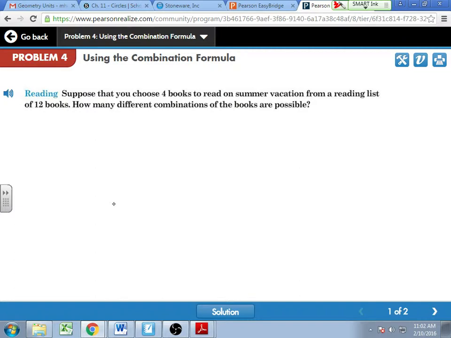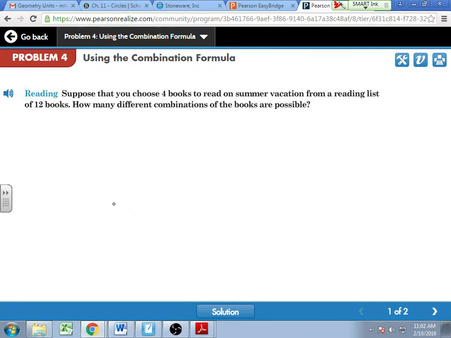Suppose you choose 4 books to read on summer vacation. Does the order in which you read them really matter? Not really, no, not unless they're a series, which is not the case here. So how many different combinations of books are possible? This is like a summer reading program. They give you 12 books and say read 4 of them.